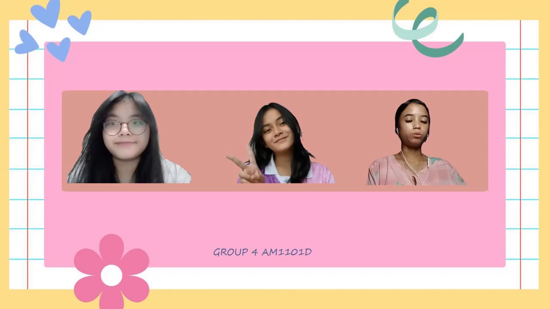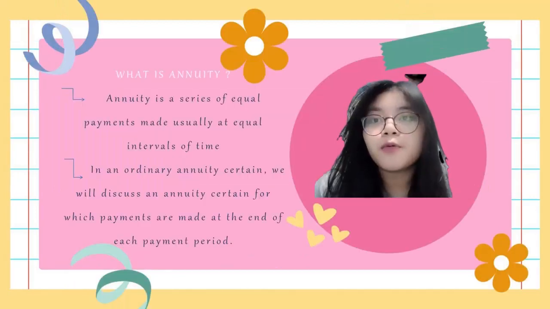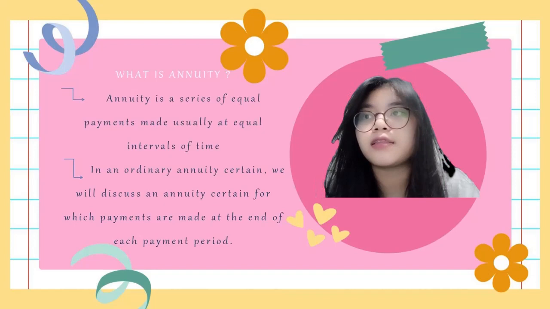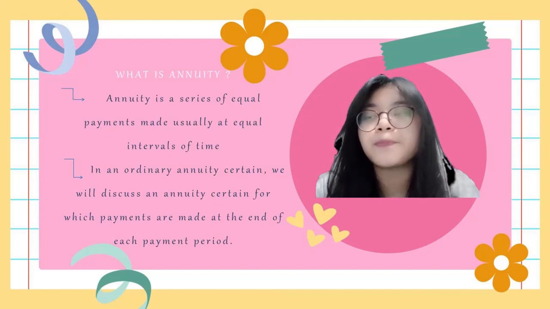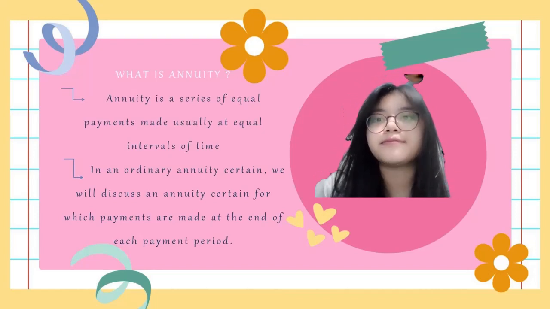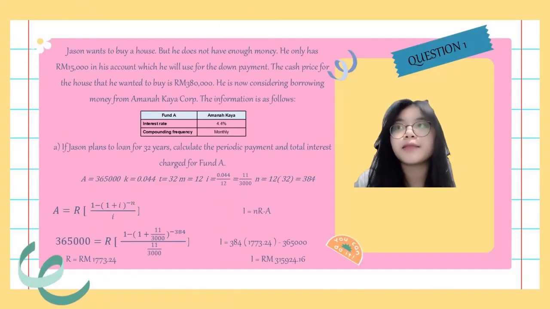What is annuity? Annuity is a series of equal payments made usually at equal intervals of time. In an ordinary annuity certain, we will discuss an annuity certain for which payments are made at the end of each payment period.